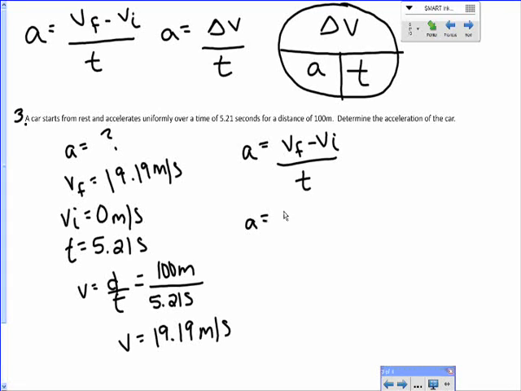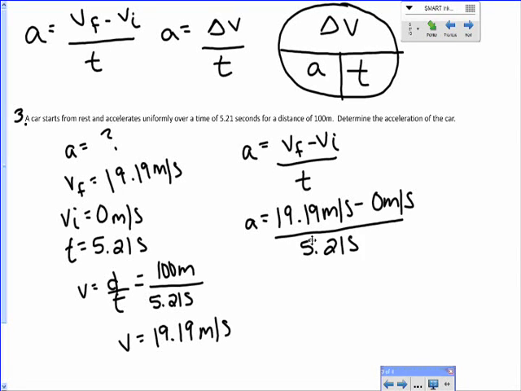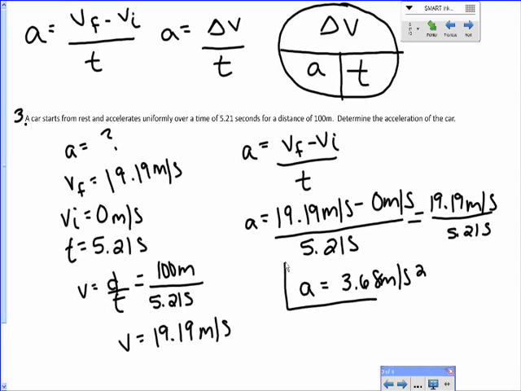And let's go ahead and fill that in with numbers. So 19.19 meters per second minus 0 meters per second divided by 5.21 seconds. And 19.19 minus 0 is 19.19 meters per second divided by 5.21 seconds. And you'll enter that in your calculator as 19.19 divided by 5.21. And so that gives us an acceleration of 3.68 meters per second squared. And our acceleration is positive.